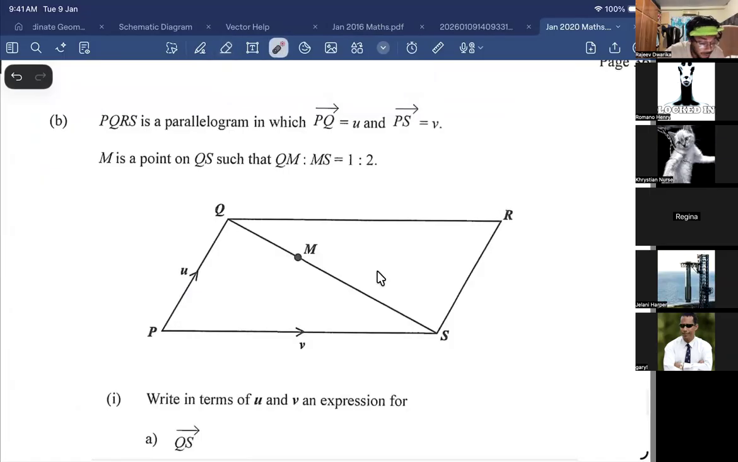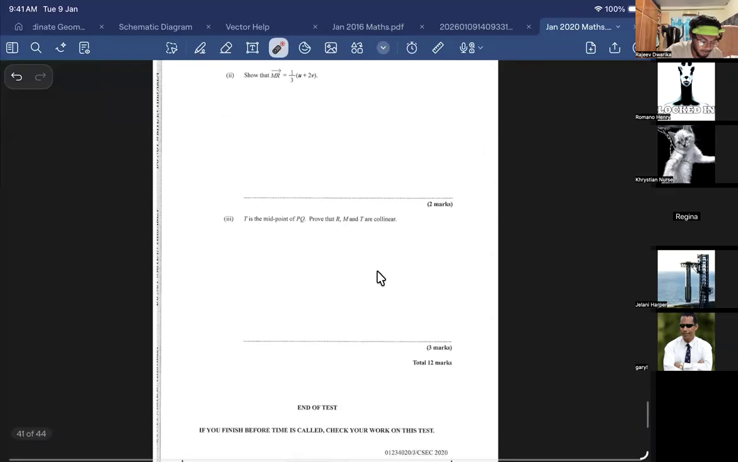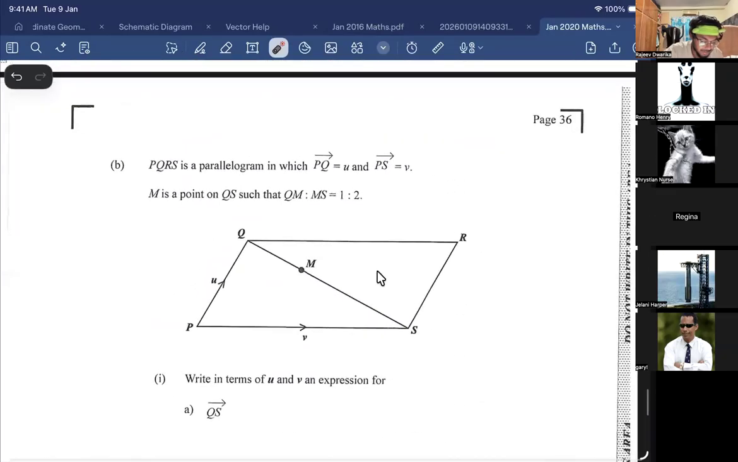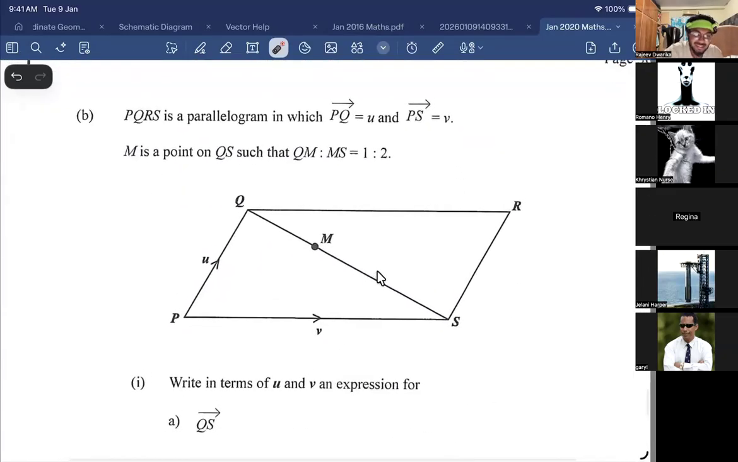So we have a parallelogram, and it's telling us that P to Q is U. P to S is V. We cooking? You understand that? Yes, sir. I feel like I did this question before on my YouTube channel. This is the exact same question I did on my YouTube channel, is it not? But I'll still explain it. I feel like I'll still be confused after watching that.